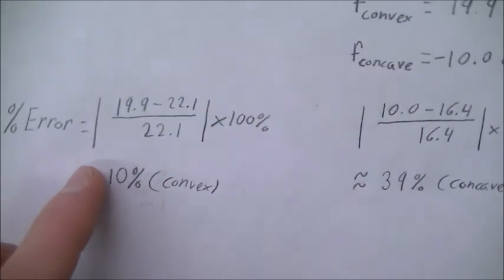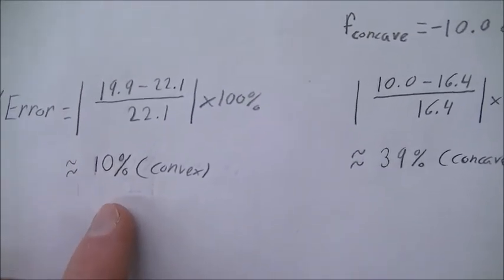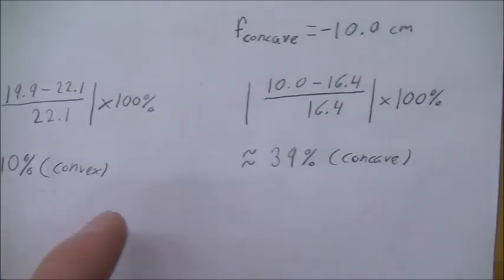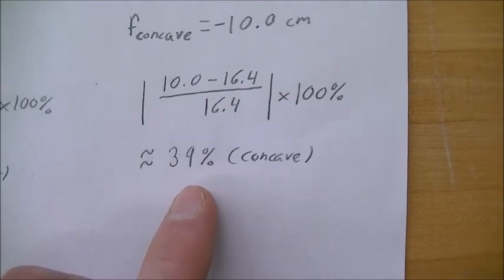So using this equation for both, we get that our percent error for our calculated value of the focal length of the convex lens was 10%, and our percent error of our calculated value for the focal length of our concave lens was 39%.